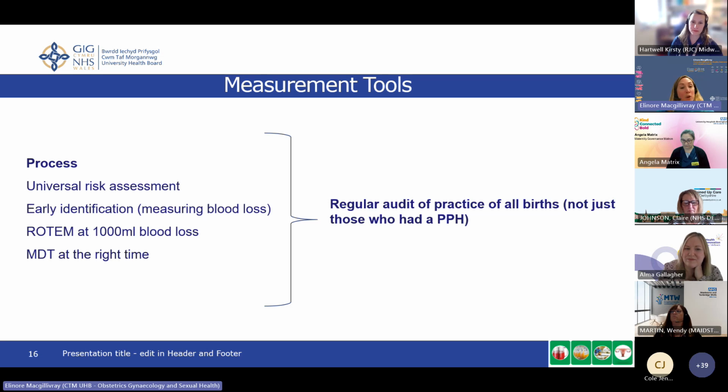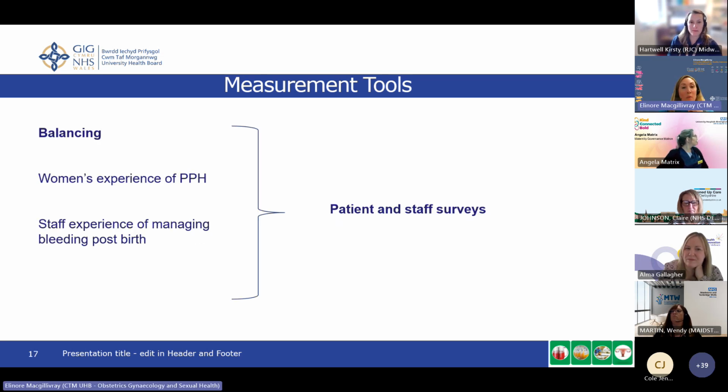And then for our process measures, we had regular audits. So that was an audit of all women, not just those who had a PPH. For our database, any woman that lost over 1,000 mils, her details were entered onto the database. But for some of these things, like early identification of blood loss, it was no good just asking that question of women that had a PPH. We wanted to know those things about all women and routine care. So we had regular audits as well. And our balancing measures in terms of experience were collected via patient and staff surveys.